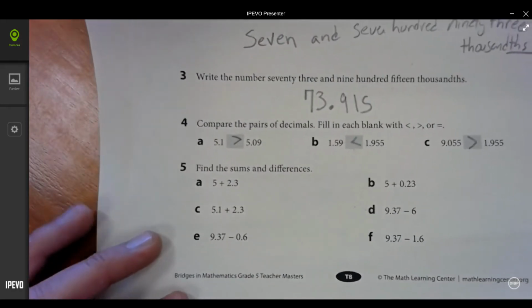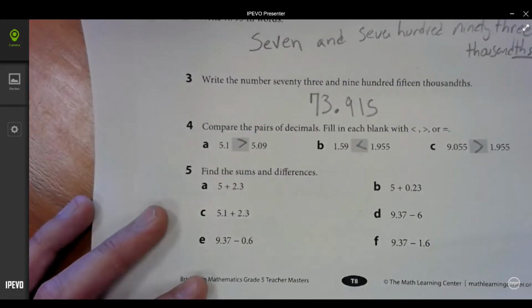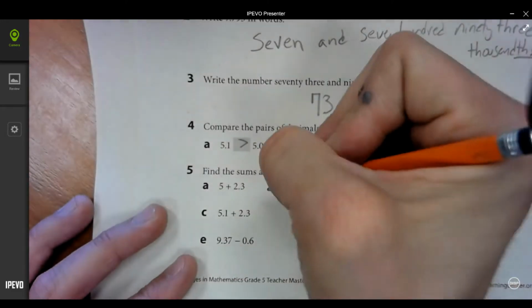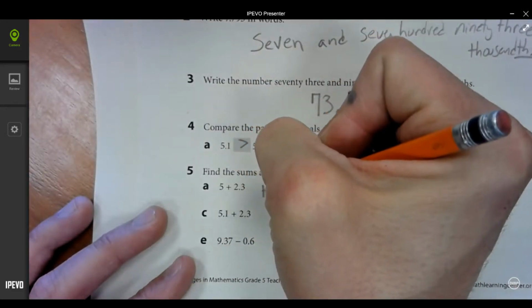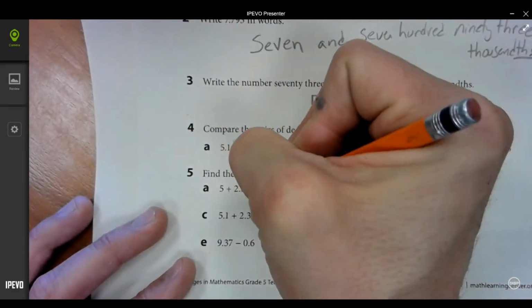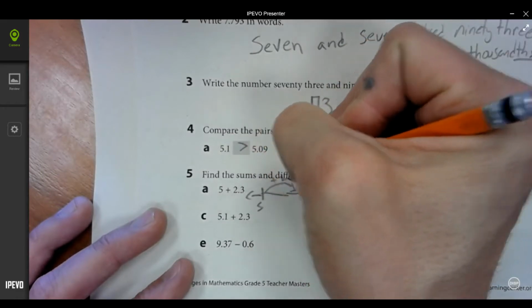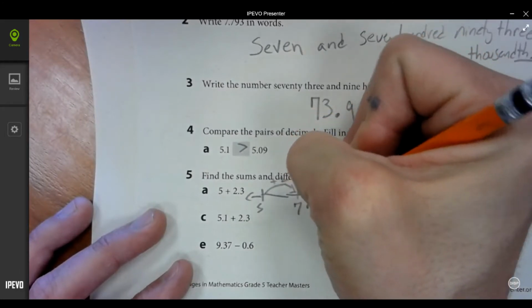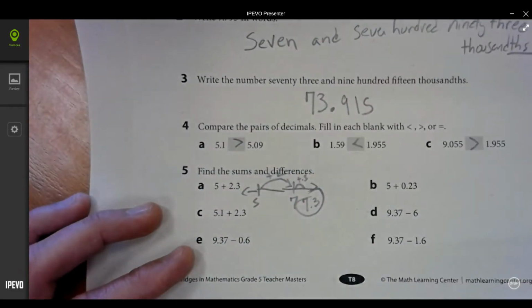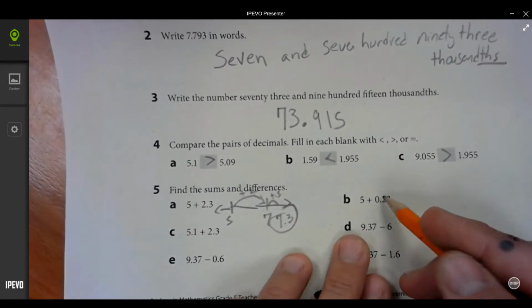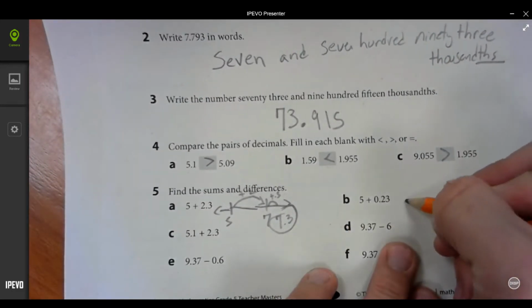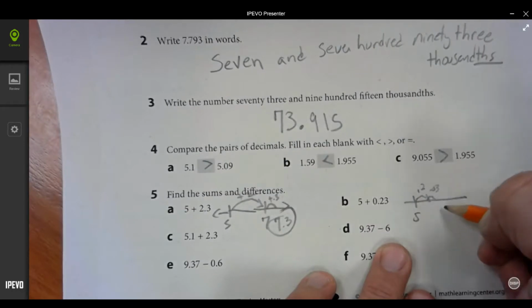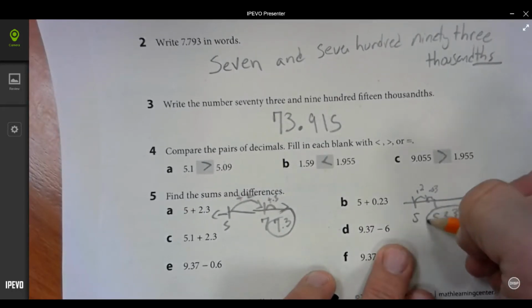Okay, find the sums and differences. I was actually trying to think, for some of these, what strategy you might use. Here, if we start with 5, and then I count 2, so I get to 7, and then I count another third, that's going to get me to 7.3, so that's my answer. Here, same sort of thing, 5 plus 0.23, so I'm just going to start at 5, go 2 tenths, and then 3 hundredths, and I'll get to 5 and 23 hundredths.